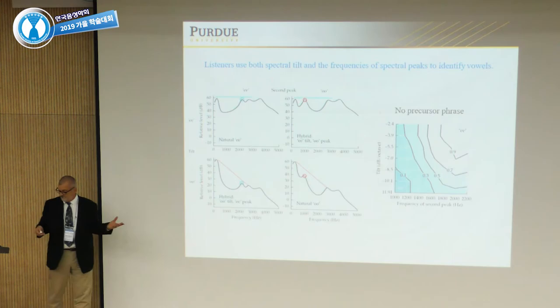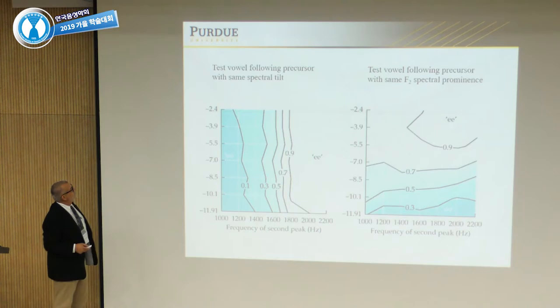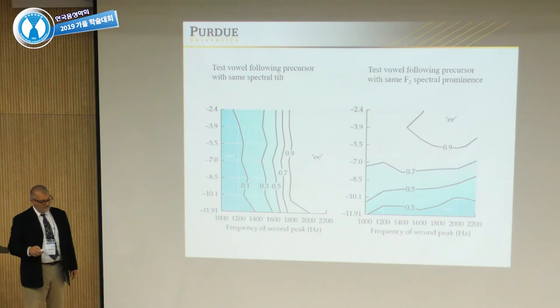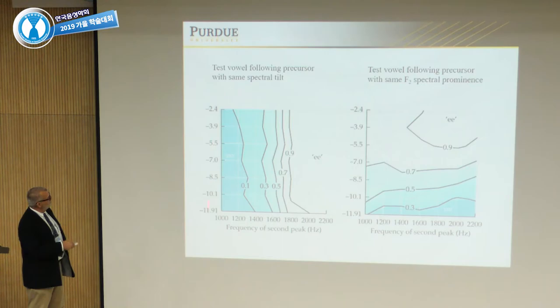So we did two kinds of experiments. One is we took a speech precursor and we filtered it with the same spectral tilt as they would hear in the mouth. And when you do that, listeners completely throw away tilt and use only F2.